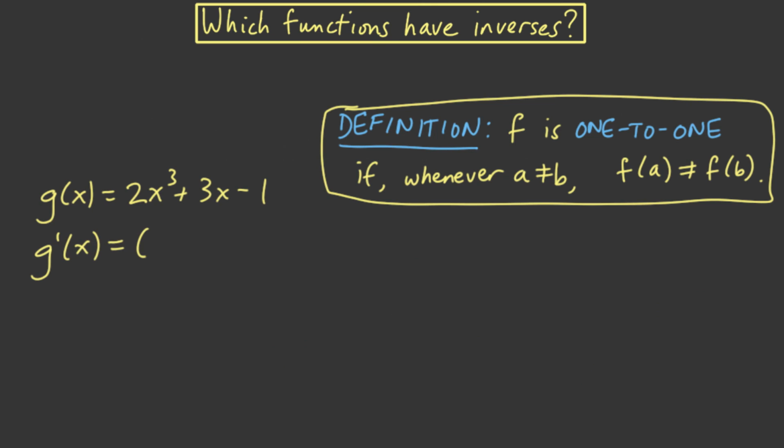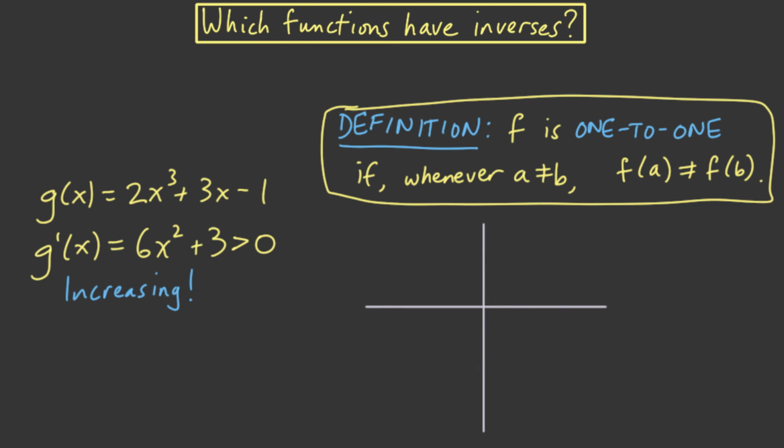g prime of x equals 6x squared plus 3. And note that this is always positive. So that means that g is always increasing. So its graph is definitely going to satisfy the horizontal line test. And that means that g is 1-to-1. And 1-to-1 functions are those that have inverses.